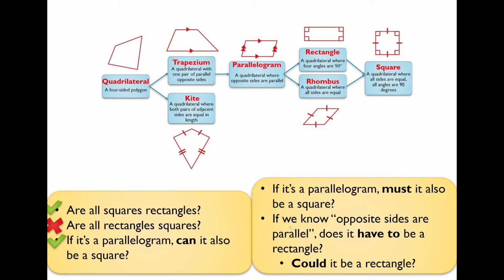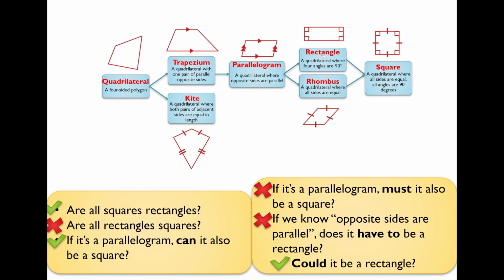If we know that opposite sides are parallel, does it have to be a rectangle? Oh, sorry, I missed that one. If we know that opposite sides are parallel, does it have to be a rectangle? Well, no, maybe it looks like this. Or maybe it looks like this. So if we know that opposite sides are parallel, then it's definitely a trapezium, maybe a parallelogram, but it doesn't have to be a rectangle. Could it be a rectangle if opposite sides are parallel? Yeah, it might be a rectangle.